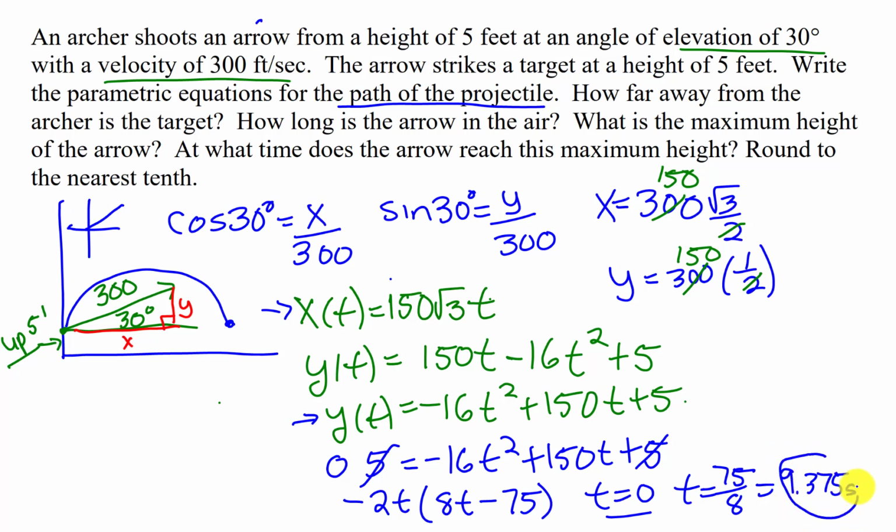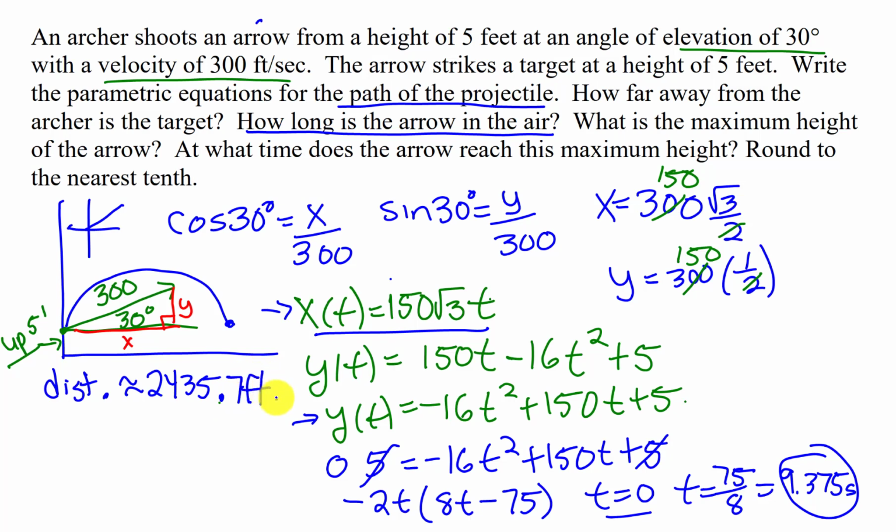Actually, I'm going to mark that because that was one of the questions: how long is the arrow in the air? It's in the air 9.375 seconds. Now, if I take the 9.375 and put it in the x, that will give me the distance it traveled, because remember, x is the horizontal distance. So I'm just going to use that for the t, multiply that by 150 square roots of 3. And I get the distance traveled, or when it hit the target, is about 2,435.7 feet, to the nearest tenth.